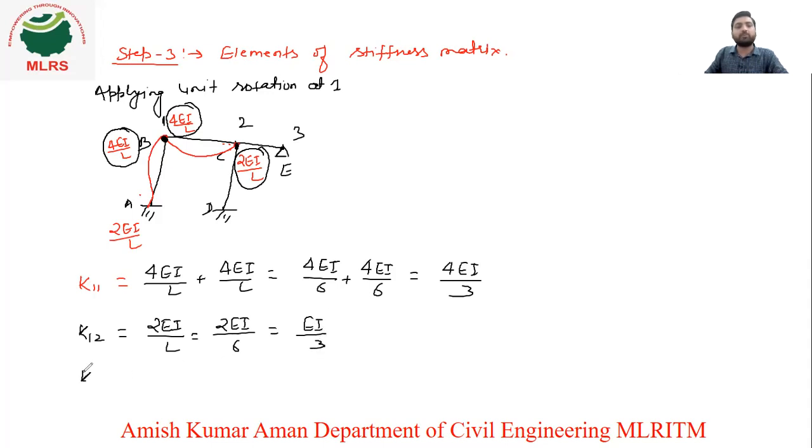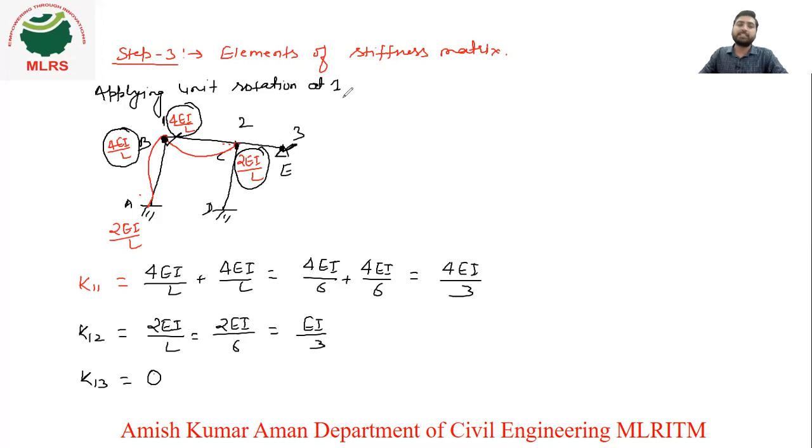Now coming to K13. K13 means giving unit rotation at 1 and calculating the stiffness at 3. See here, if you are giving unit rotation at 1, what is the deflection at this third point stiffness? Nothing. There is no effect on this third coordinate if we are giving unit rotation at this point. So obviously this stiffness will be 0. So this is your first, K11, K12 and K13 values we have calculated.